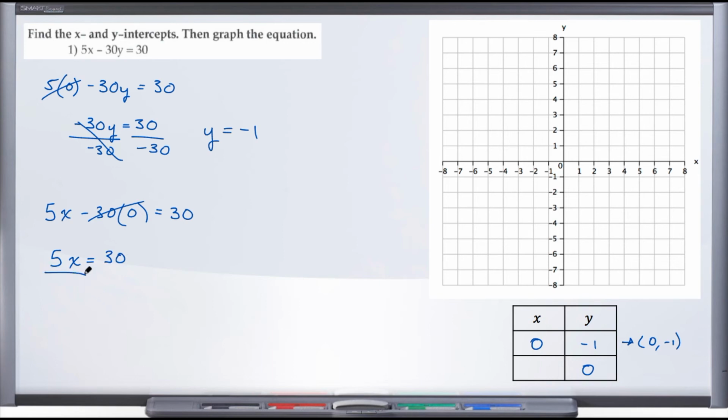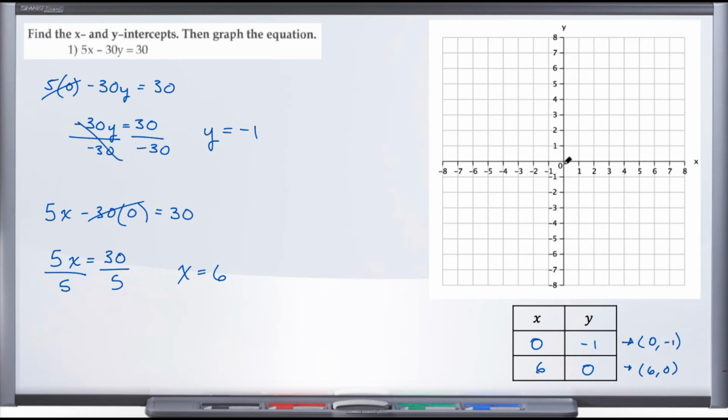Solving for x, we'll divide by 5 on both sides, and that's going to leave us with x equals 6. And now again, these become just an ordered pair, 6, 0. Now we know how to plot these, right? Let's go ahead and plot this first point here.